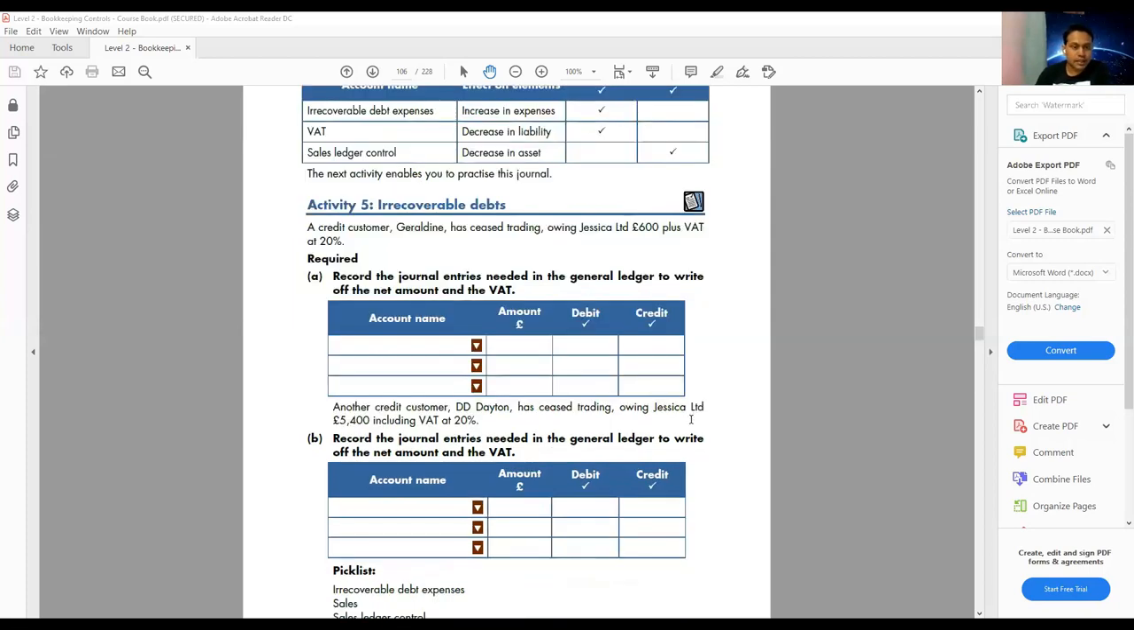Okay, so we have a journal here. Let's have a look at this journal, activity 5. A credit customer, G, has ceased trading. Cease means stop. So they closed the business, ceased trading, owing Jessica 600 plus VAT.